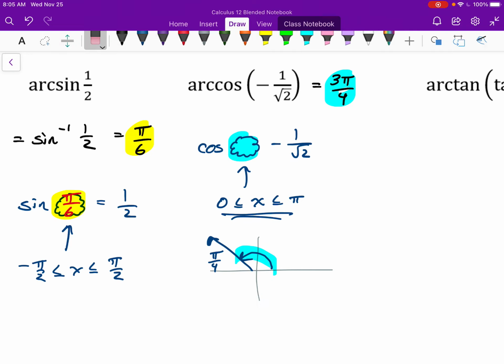And again, if I didn't have this restriction right here, if I just asked you where does cosine equal negative 1 over root 2, not only would there be another solution in this quadrant, but there'd be countless solutions, because you can go around and around as many times or go backwards as many times as you want. But that restriction makes it so there's only one solution. Hence, these are all functions. I put one number in, in this case negative 1 over root 2, and I get one number out.